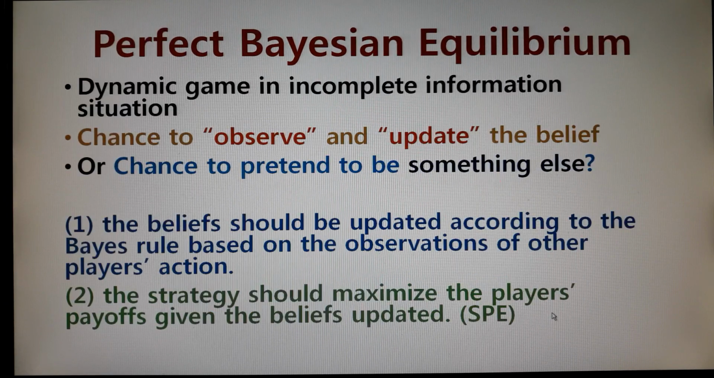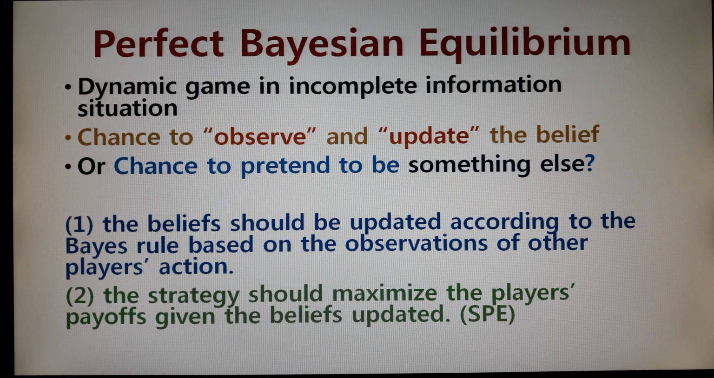So what is this? This is updating the belief. At first, you may have just half and half: North Korea may be crazy with 50%, sane with 50%. But if you see North Korea surrendering, because the crazy North Korea will never surrender, they love fighting, that's why they are crazy, then immediately your probability that North Korea is sane goes from 50% to 100% if they surrender. So by observing the action of North Korea, you update your belief about North Korea's type. You have that chance, that opportunity, in perfect Bayesian equilibrium in a dynamic incomplete information game.